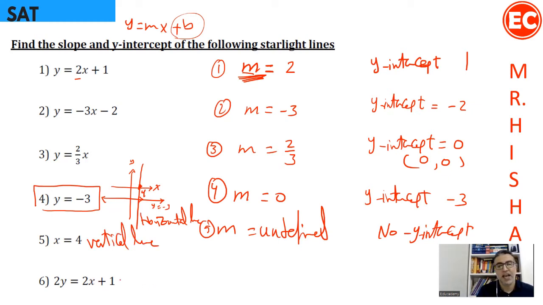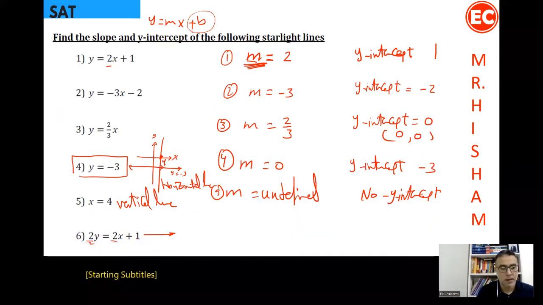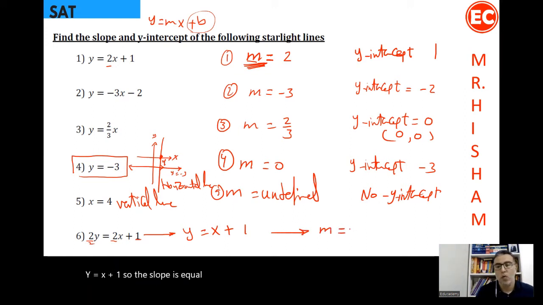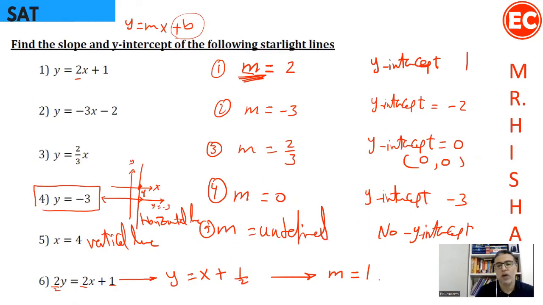Regarding number 6, I'm going to divide each term by 2. So y is equal x plus 1. So the slope is equal to 1, and the y-intercept is equal to half.